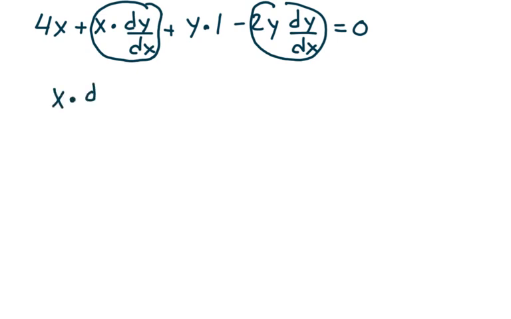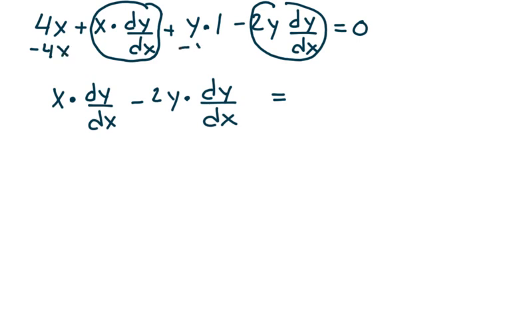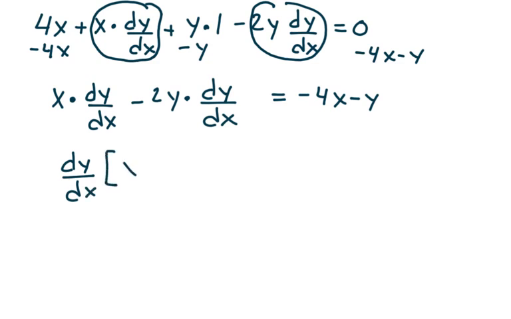So x times dy dx minus 2y times dy dx is equal to. Now, I'm going to move 4x and I'm going to move y over to the other side. So this is equal to negative 4x minus y. The only thing left is we have to factor out a dy dx. And when I do, I get x minus 2y inside the parentheses. And on the other side, we get negative 4x minus y.